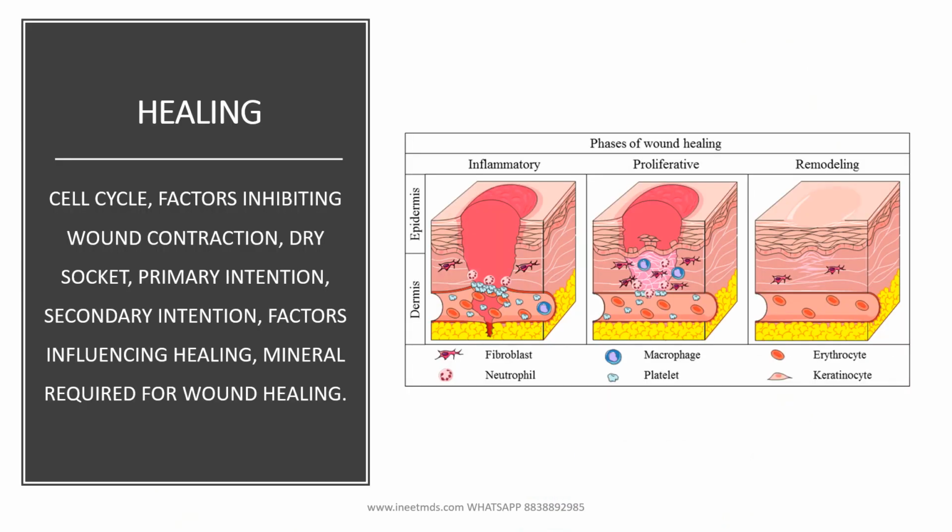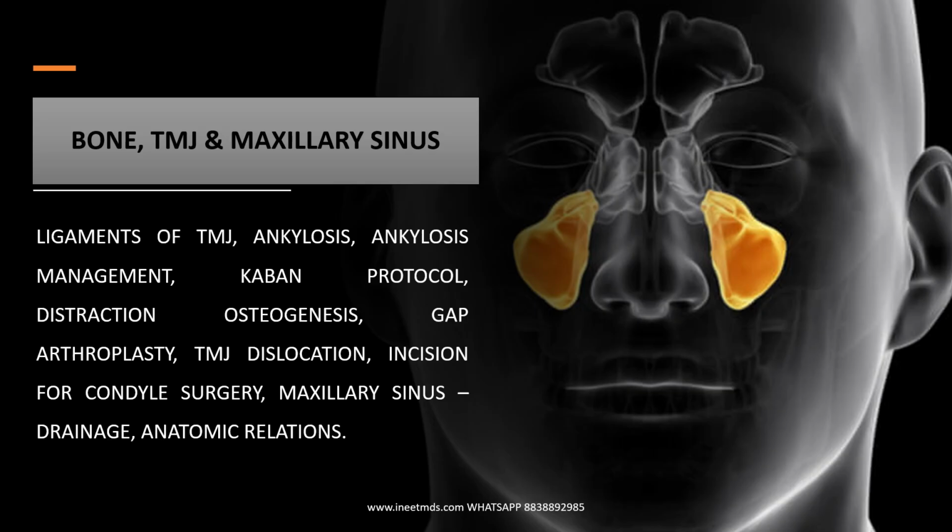Next topic is healing. So under healing you should know the different stages of cell cycle and what happens in different stages of cell cycle, where the cell division happens and where there is no cell division happening, and factors inhibiting wound contraction, what is a dry socket, what is healing by primary intention and what is healing by secondary intention, the factors that influence the healing, minerals required for wound healing.